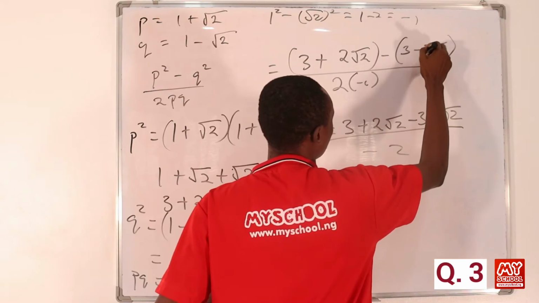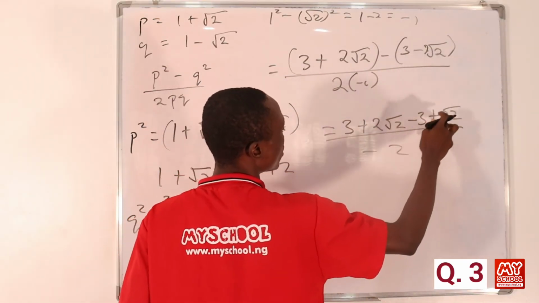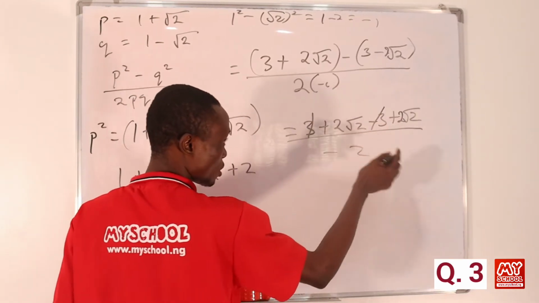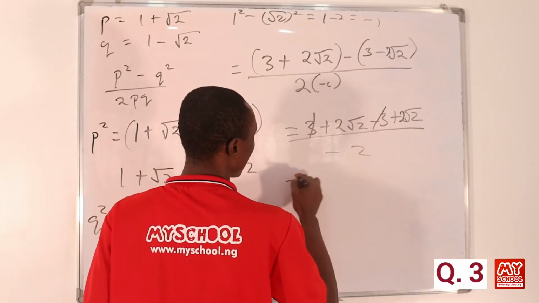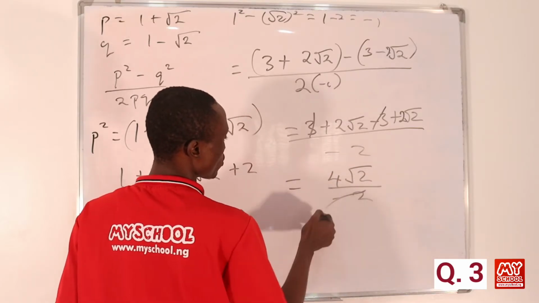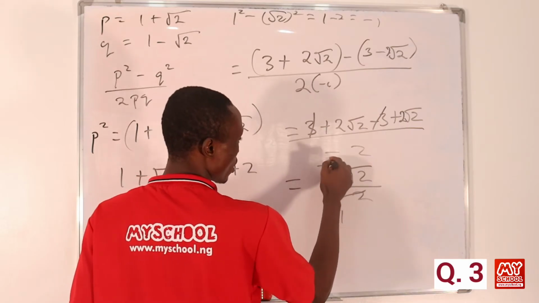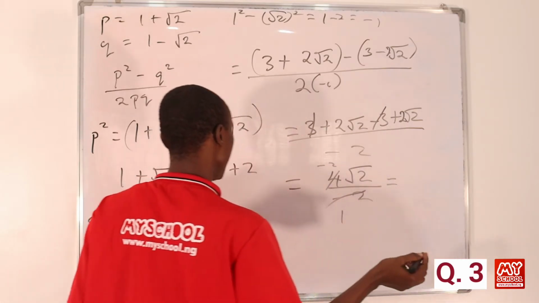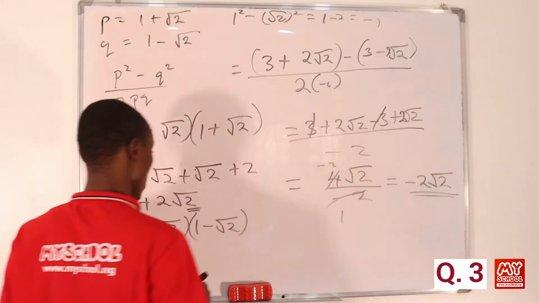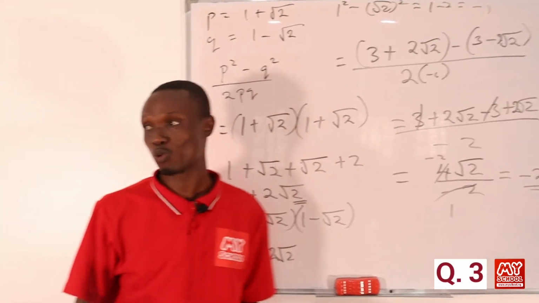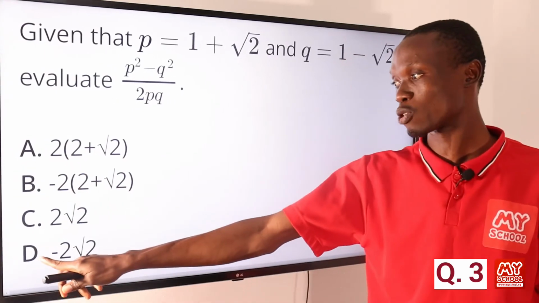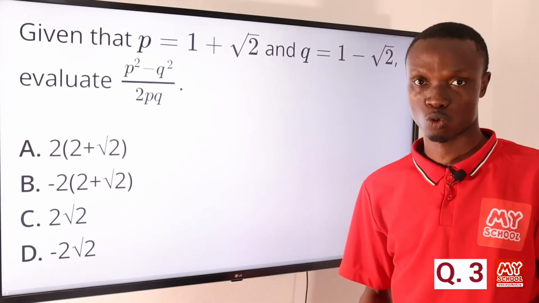So if we multiply out, we'll be having plus 2 root 2, right? So 3 we take out minus 3. So if we add this together, then we'll be having 4 root 2 all over minus 2. So 4 divided by minus 2 will give us minus 2, right? So that at the end of the day, our answer becomes minus 2 root 2. So let's return back to the screen to pick the correct answer to that problem. And I think the option that agrees with our answer is option D, minus 2 root 2.